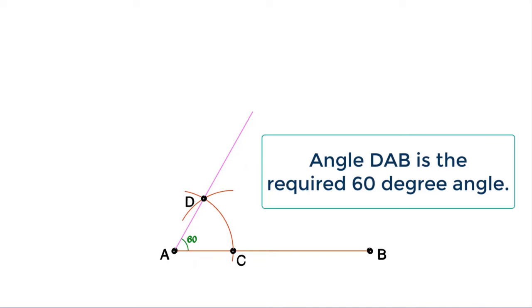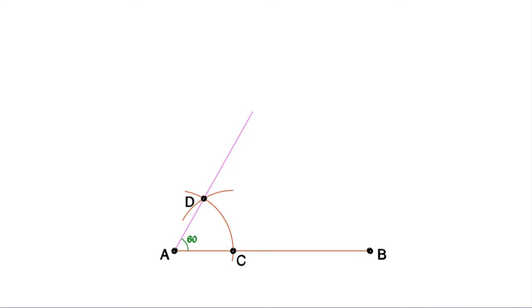So this way, we can construct a 60 degree angle with the help of compass. Moreover, we can construct a 30 degree angle, because by bisecting the 60 degree angle, we can construct a 30 degree angle also. Even we can construct a 15 degree angle also by bisecting the 30 degree angle.